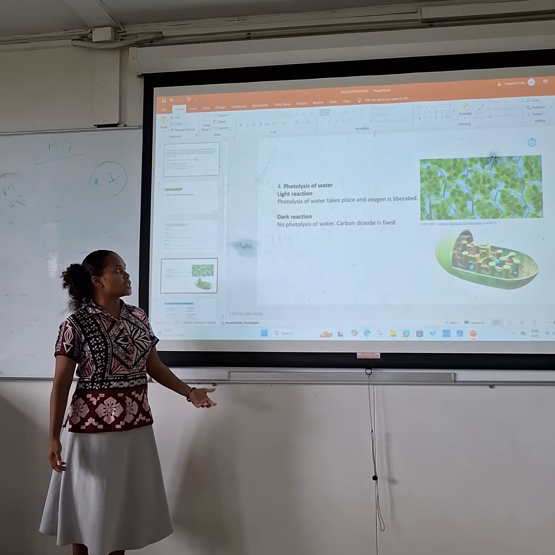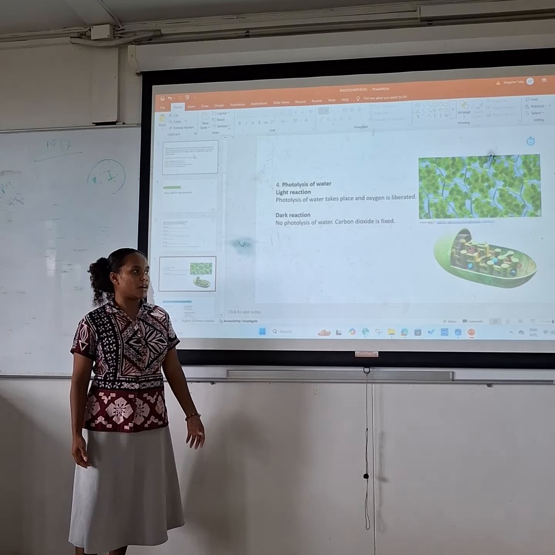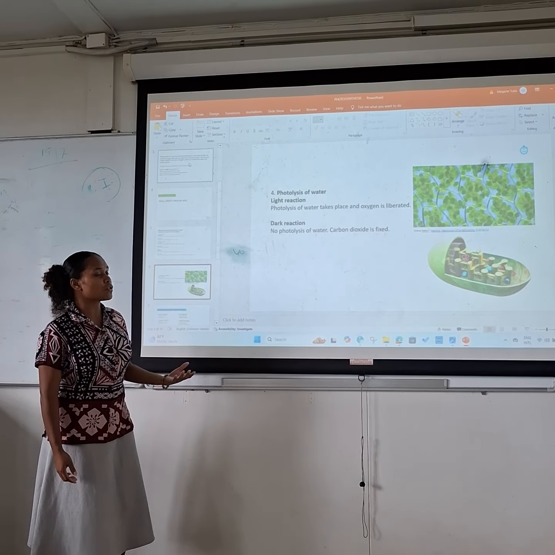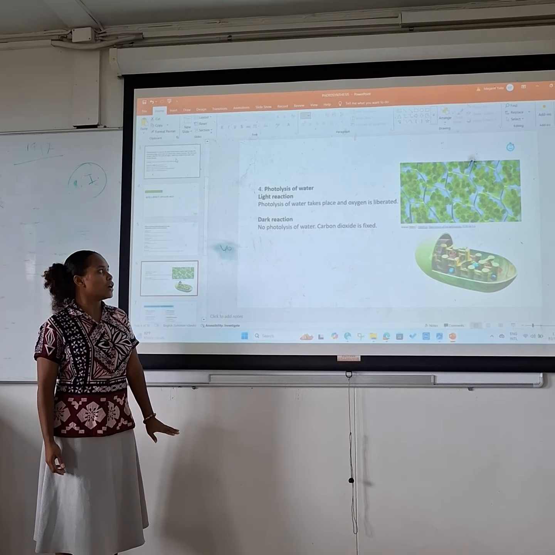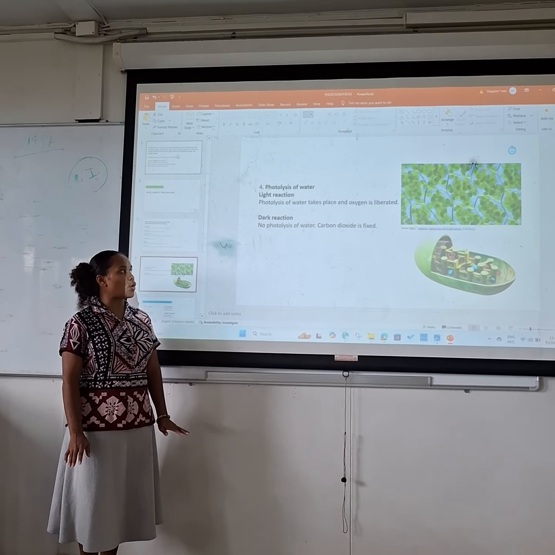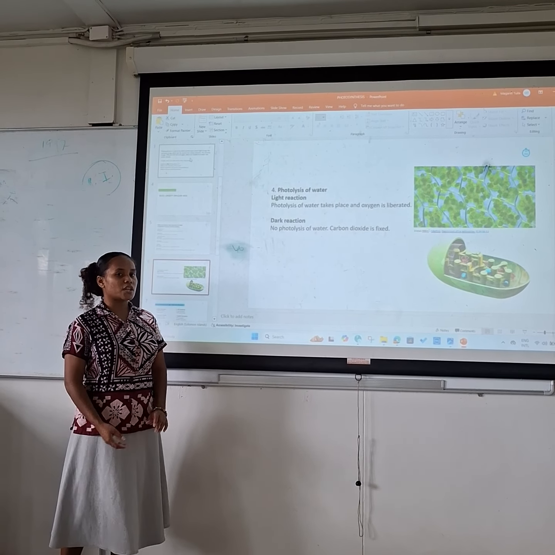The fourth difference is photolysis of water. For light reaction, photolysis of water takes place and oxygen is liberated. For dark reaction, no photolysis of water. Carbon dioxide is fixed.